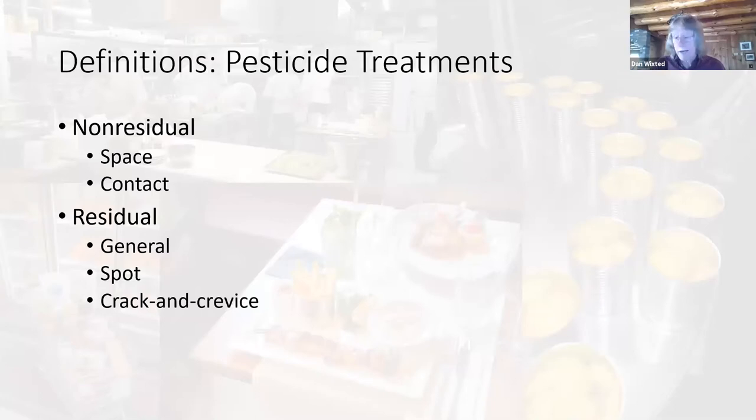For a crack and crevice treatment, if you have a crack on a production floor, there might be flies living in that crack. It doesn't mean you spray the floor and some of the pesticide gets into the crack. It means you actually place pesticide only into the crack, not onto the floor.